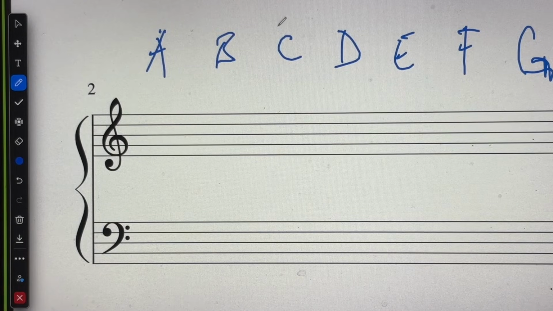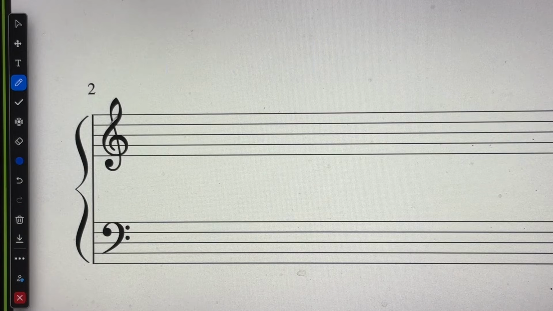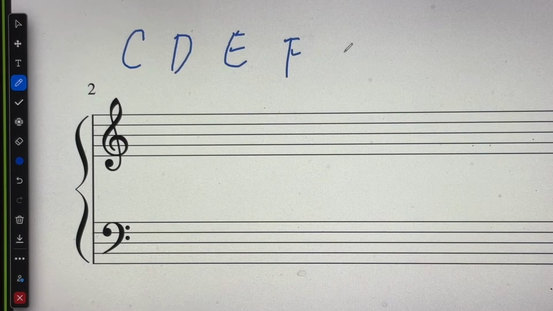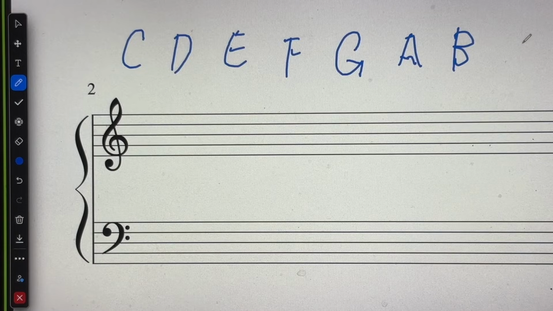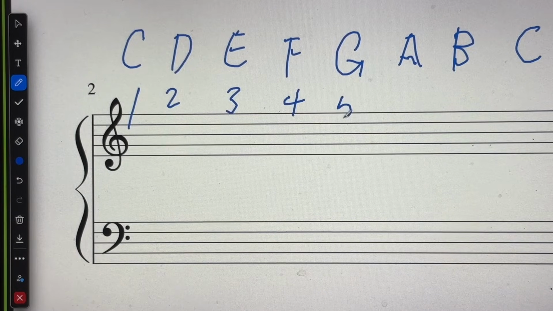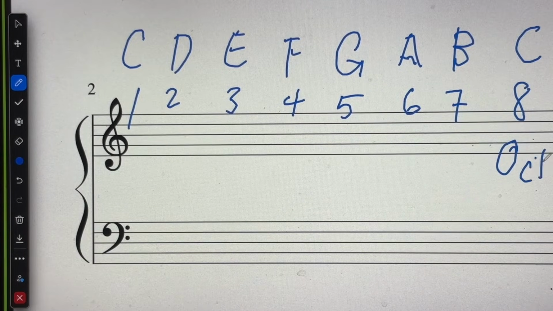So for example, the easiest key is key of C. So now we need to start from C. Let's rewrite that. C, D, E, F, G. There's no H. What happens is we just loop back to A, B, and then the next C. All right? But if you think about it, C to B is 7 letters. 1, 2, 3, 4, 5, 6, 7, and the next C is considered as the 8th. That's why we call it an octave.